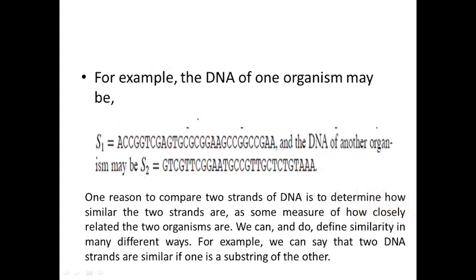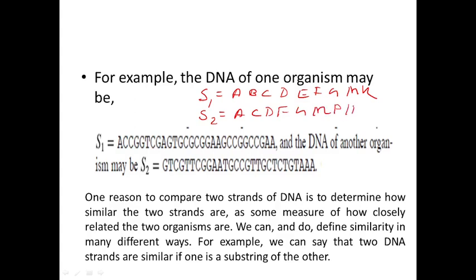So sequence S1 is given, S2 is given, and you have to find the common subsequences and then the longest common subsequence. Let's say you have taken A, B, C, D, E, F, G, M, K as the first sequence. The second sequence is A, C, D, F, G, M, P, H, L. Let's say the lengths are M and N. The lengths also need not be equal.